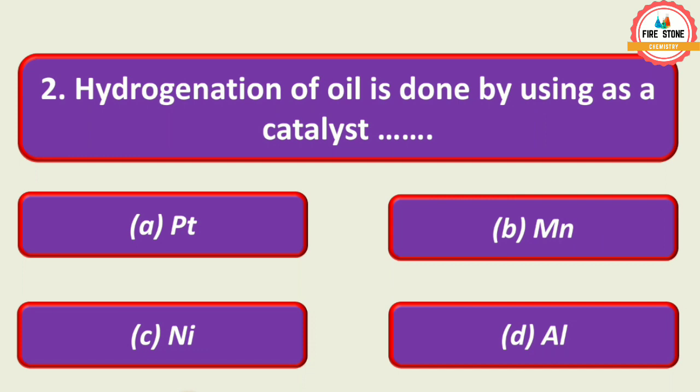Next question, question number 2. Hydrogenation of oil is done by using dash dash as catalyst, and the options are A Pt, that is platinum, B Mn, C Ni means nickel, and D Al means aluminum. And the correct option is option number C, that is nickel. So hydrogenation of oil is done by using nickel as catalyst.